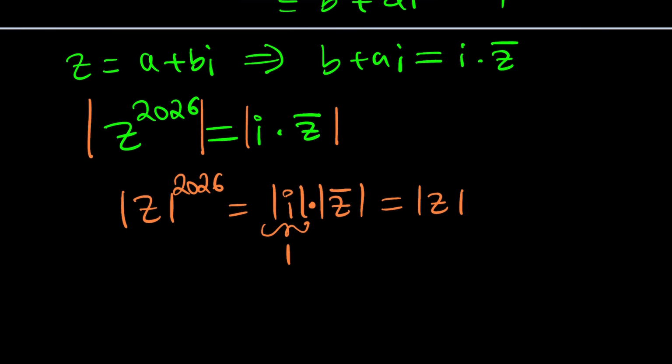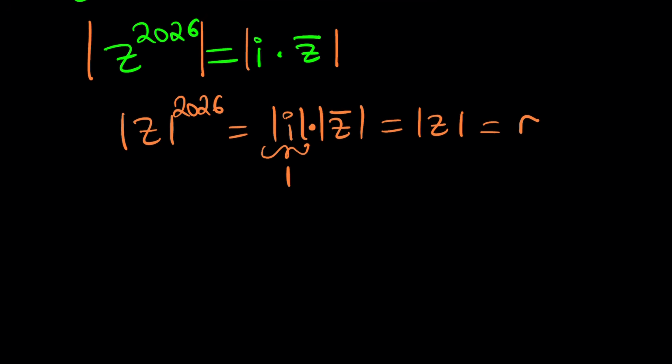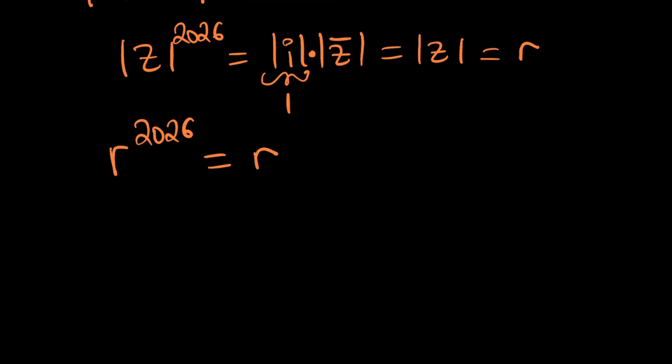This gives us a beautiful, beautiful equation. Let's set the absolute value of z equal to r. This gives us an interesting equation. r to the power 2026 is equal to r. Isn't that awesome? Let's solve this by factoring. Do not divide by r, but rather subtract r from both sides and then factor out r, and then you will get the solution.